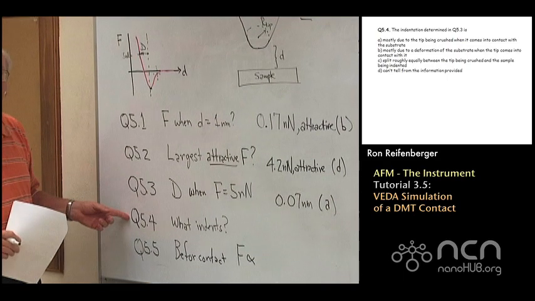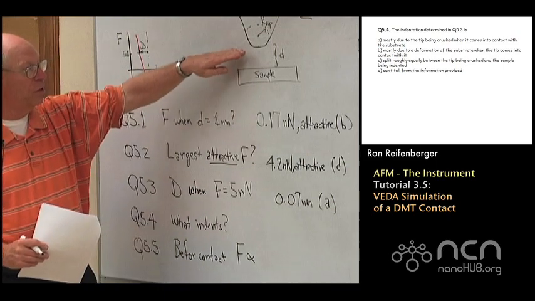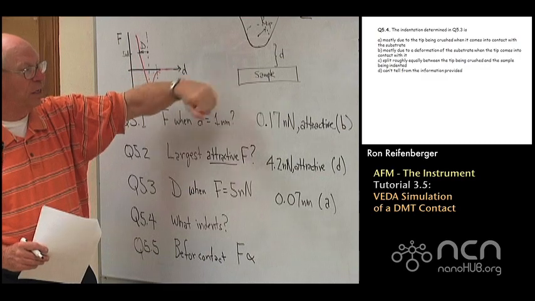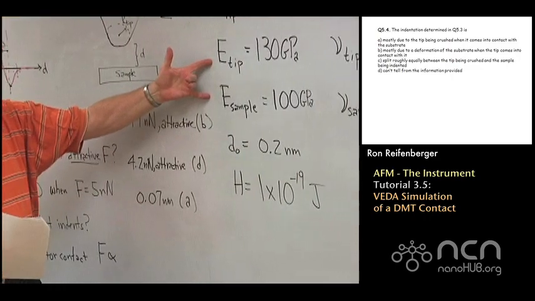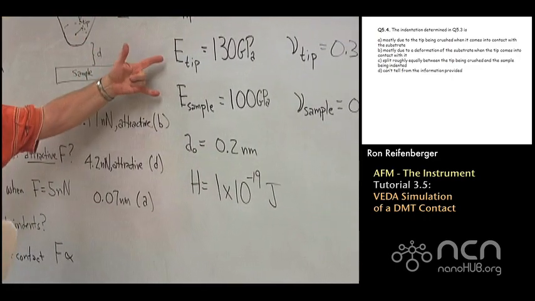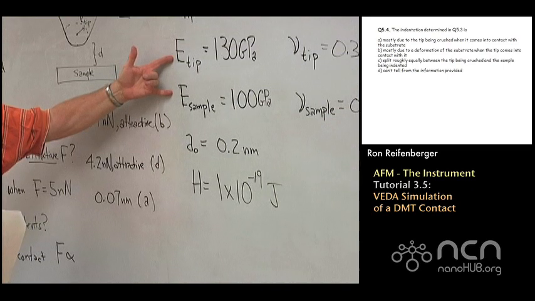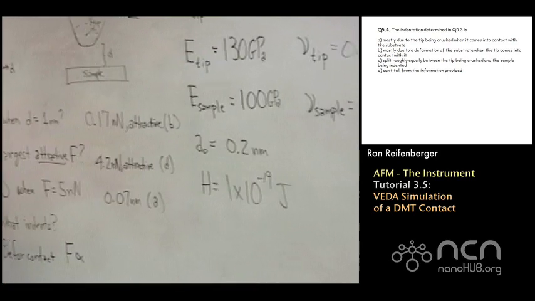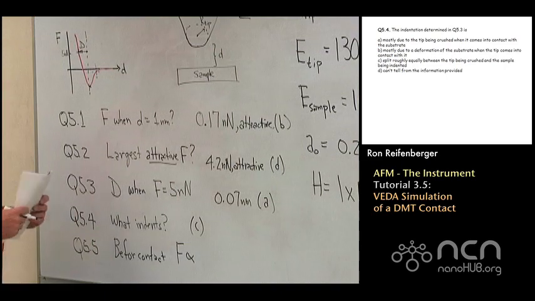The fourth question asks, what indents in this problem? Does the tip indent into the sample, or is the tip crushed when it comes into contact with the sample? To answer that question, you have to look at the relative values for the Young's modulus of the tip and the sample. To a very good approximation, these two Young's moduli are about the same. That means that both the tip and the sample are going to suffer some deformation in the process of indenting. I think the correct answer here is C. To a first guess, both tip and sample are deforming.